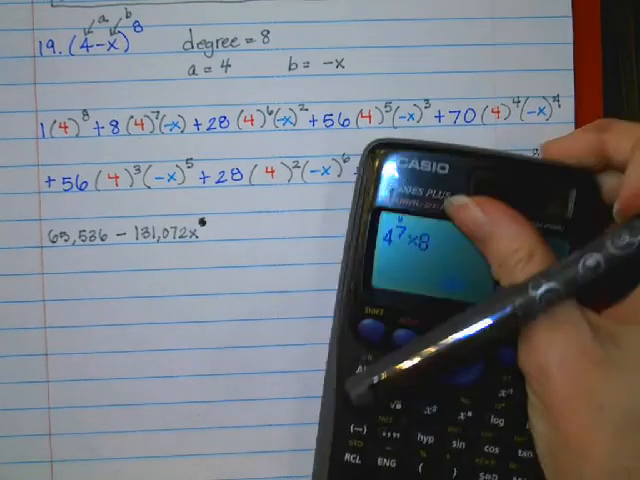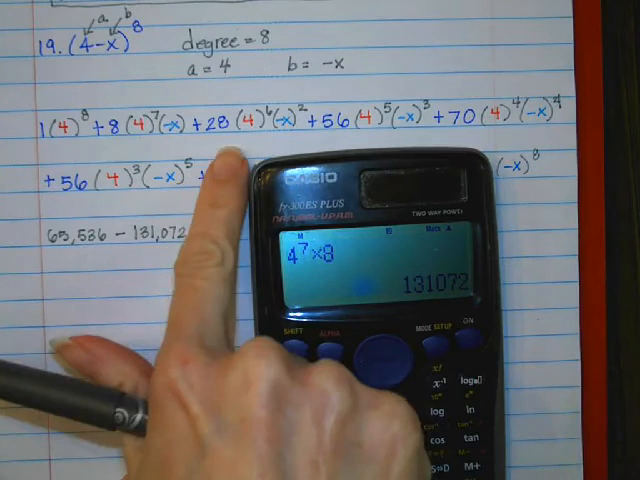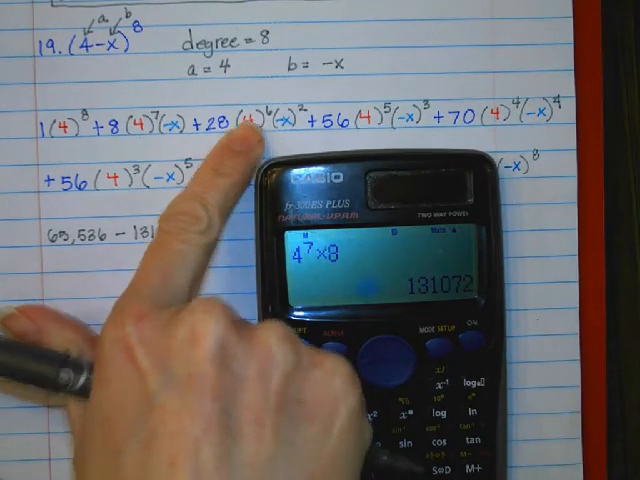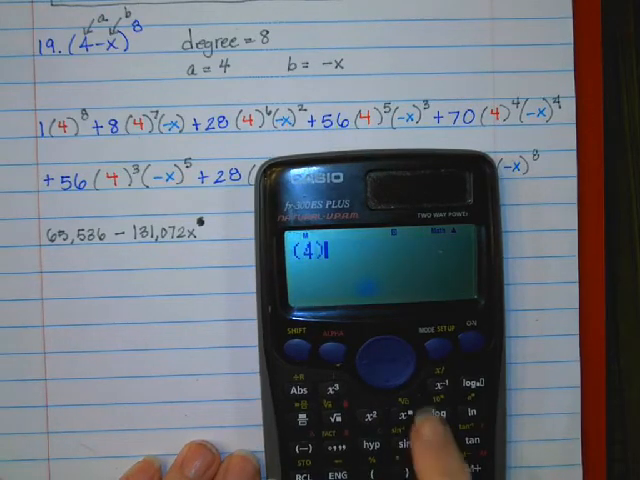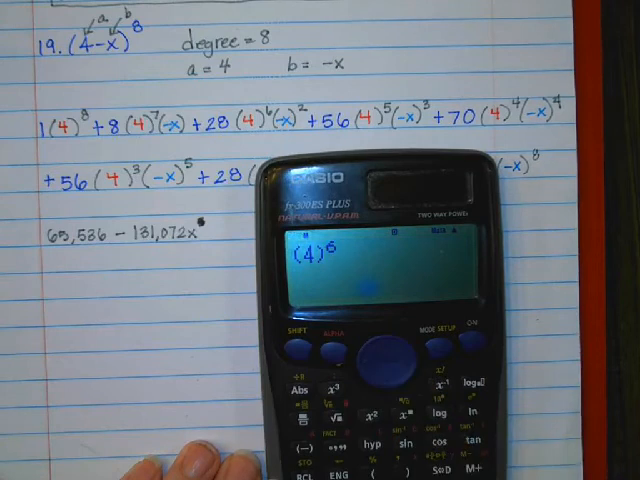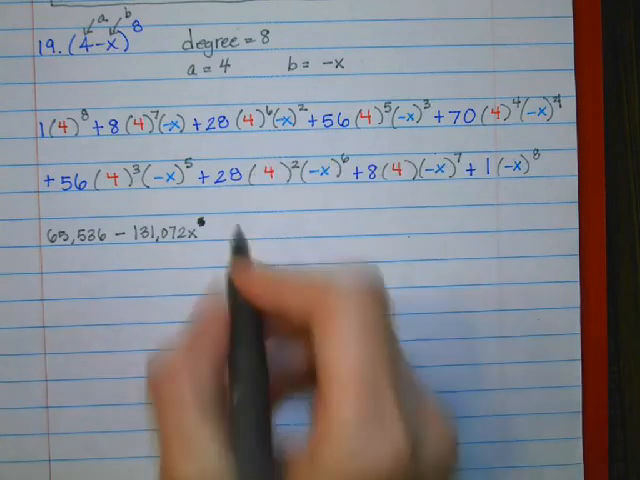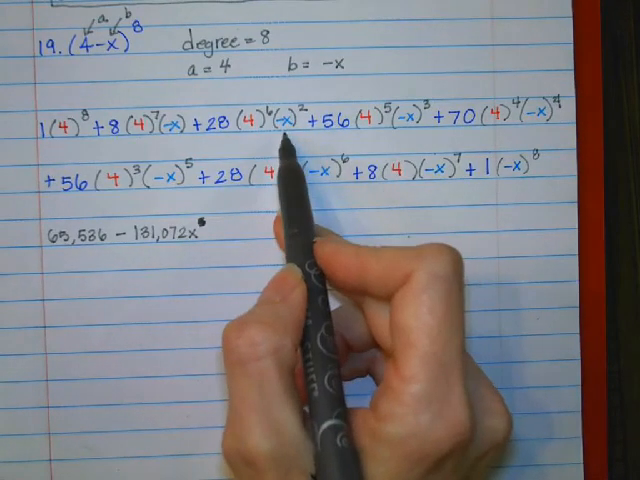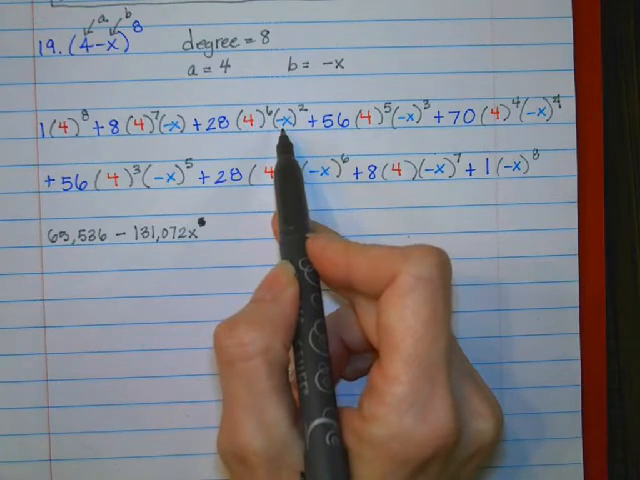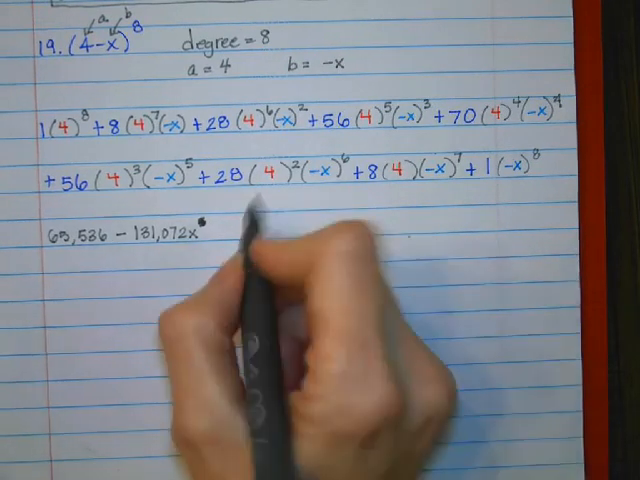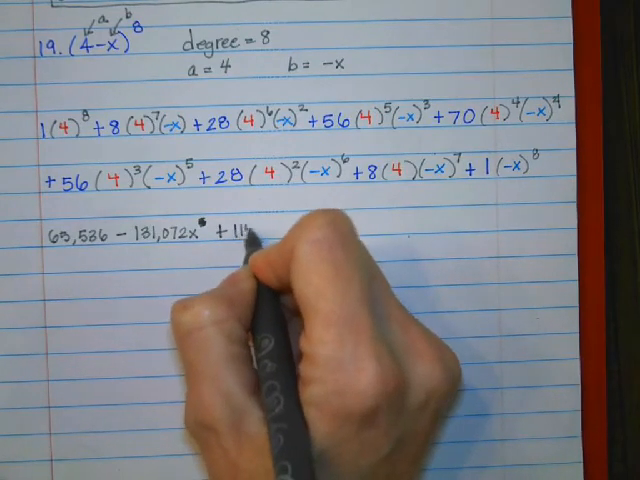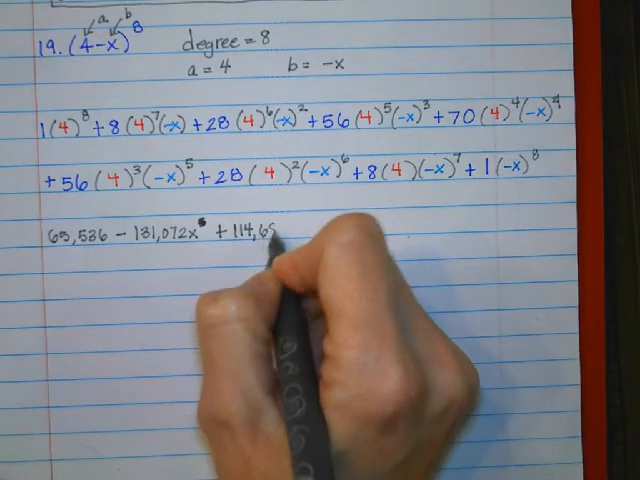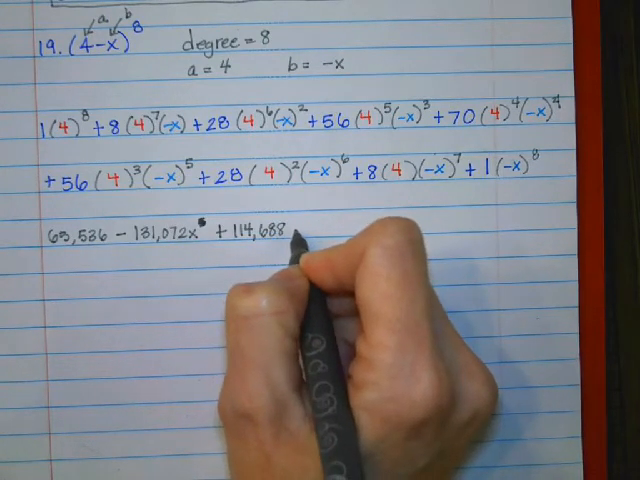Alright, so now we've got to do 4 to the 6th power times 28. So 4 to the 6th power and then times 28. Oh, I get a big old number. Now, when I square this here, a negative times a negative will be a positive. That's right. So it becomes a positive x squared. So it keeps my answer still positive. So I'll write this number in: 114,688. And negative x times negative x, sorry, it's positive x squared.